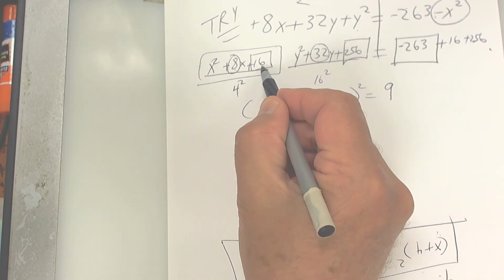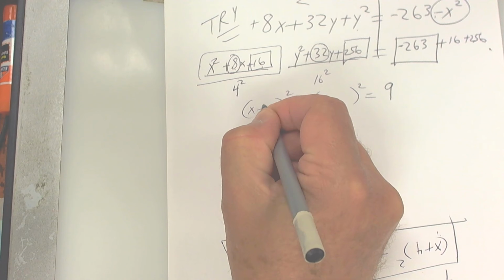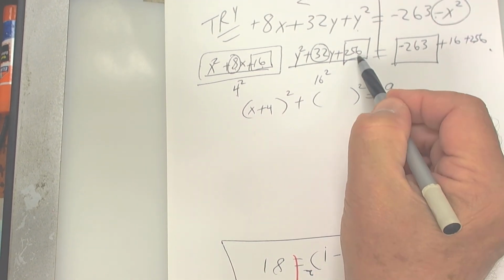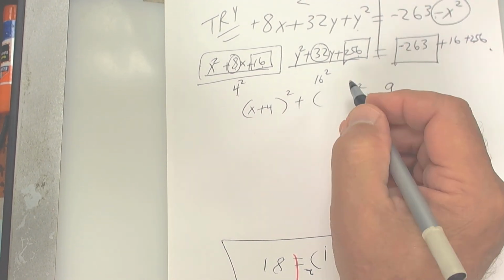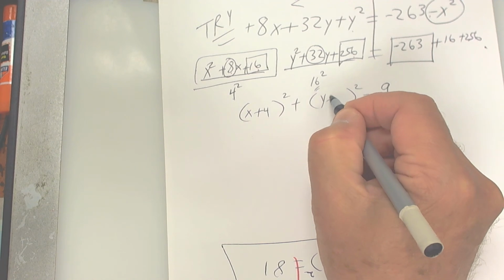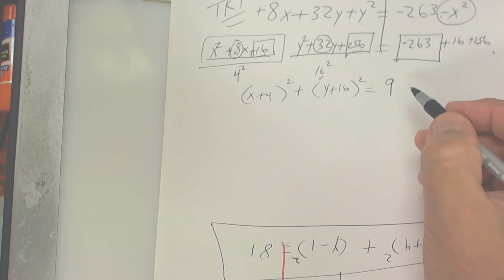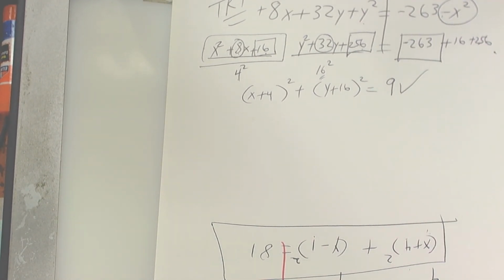What times what is 16? 4. So put x plus 4. What times what is 256? 16. So put y plus 16. And that's it. That's the equation of a circle.